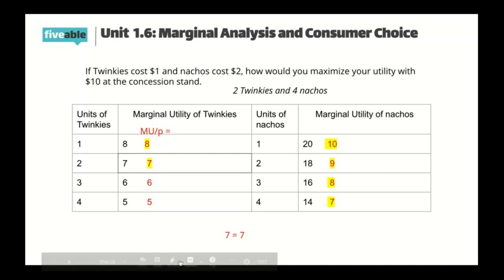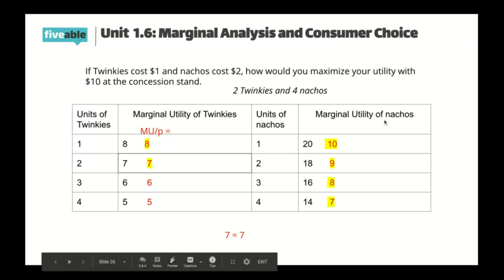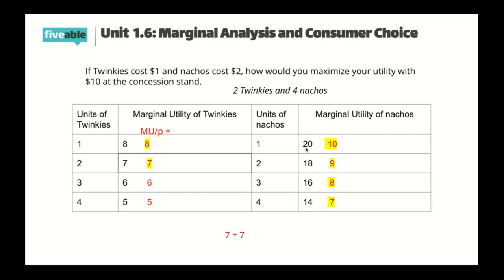Sound pretty easy? They usually give you one of those, folks. With marginal utility for nachos, though, I have to divide it by 2. Why? Because the nachos themselves cost $2. So marginal utility may sound enormous at 20 utils. You're like, whoa, but I got to divide it by 2. So it's 10. It's comparable.